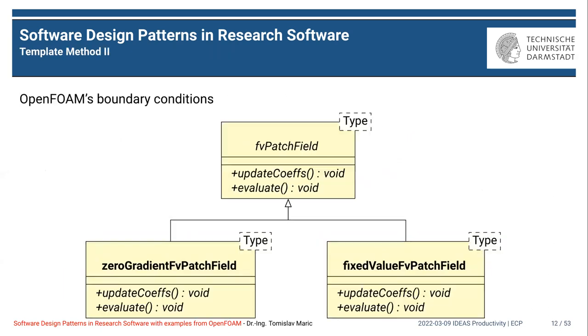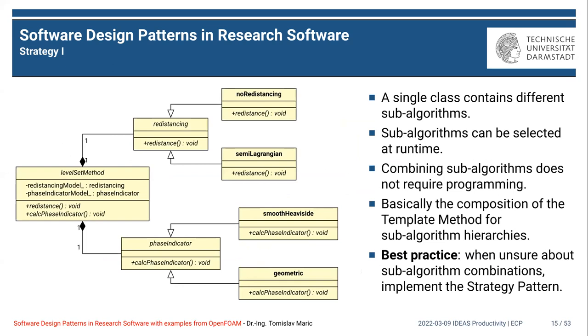Okay, so we were at strategy. Strategy is basically repeating this template method a couple of times. If you look at this UML diagram, we have now two hierarchies. One is for redistancing, and another one is for the phase indicator. And we just take those two hierarchies and plug them into the level set method using composition, where a level set method is going to compose one redistancing algorithm and one phase indicator. So what does this actually do?